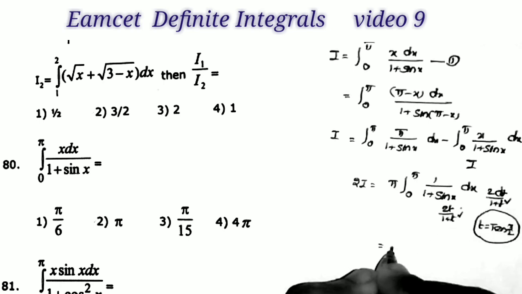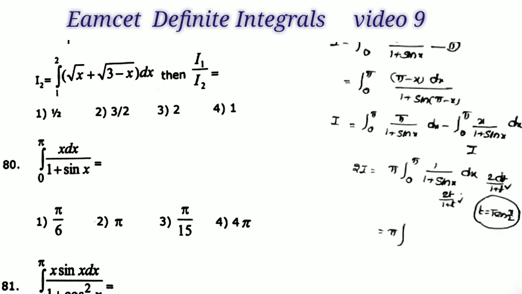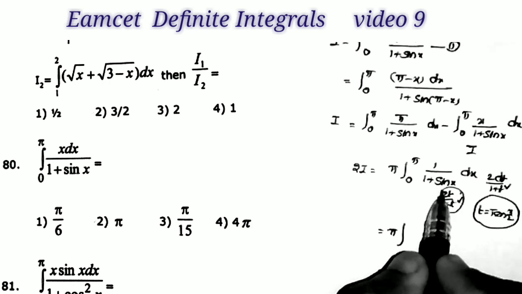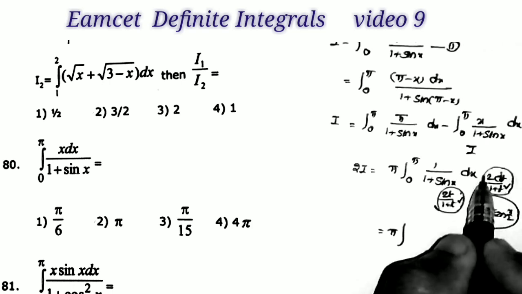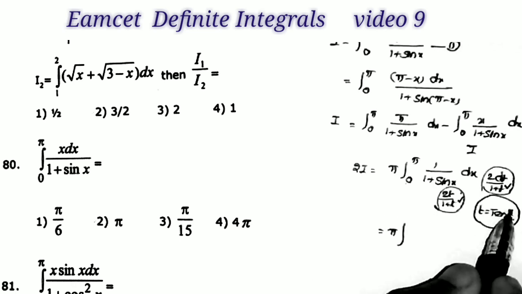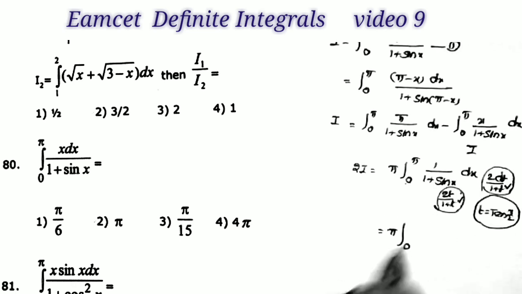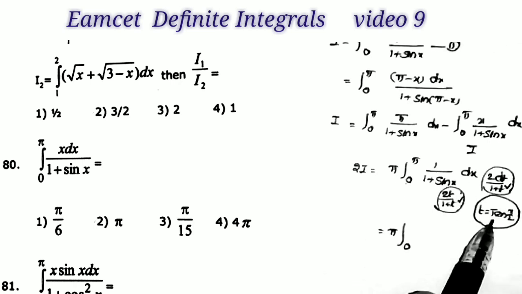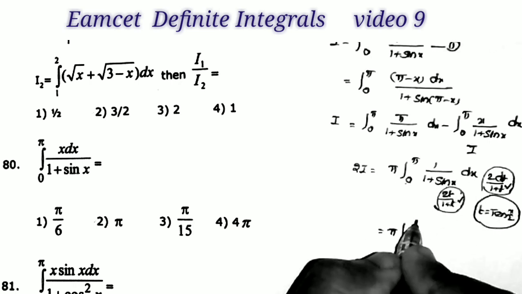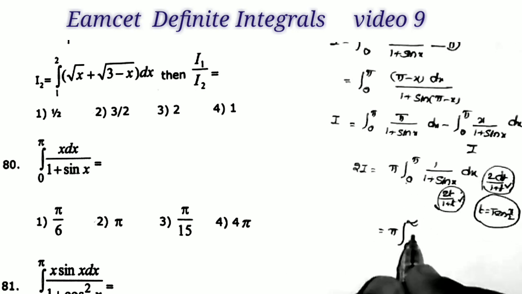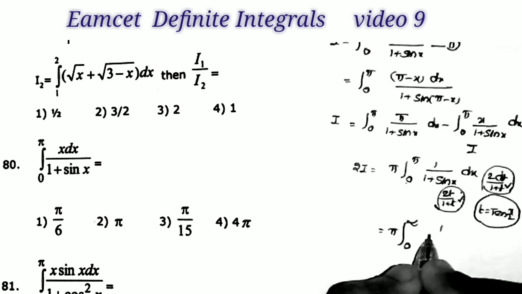Now this is equal to pi into, now I have to convert this total problem in terms of t, that is writing the limits also in terms of t. What is x here? x is equal to 0, tan 0 by 2, that is the limit of t is equal to 0. And what is the x limit? x is equal to pi, tan pi by 2, that is t is equal to infinity.